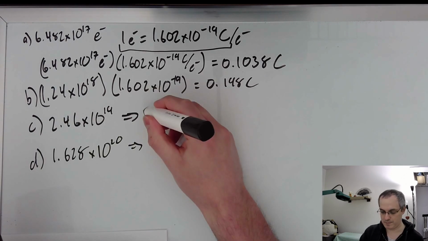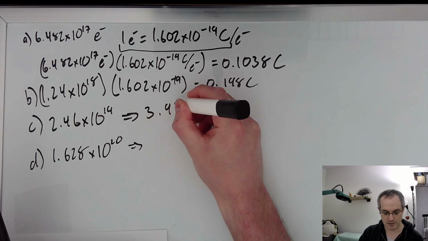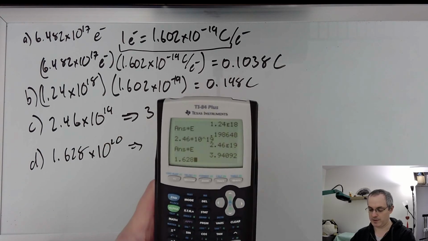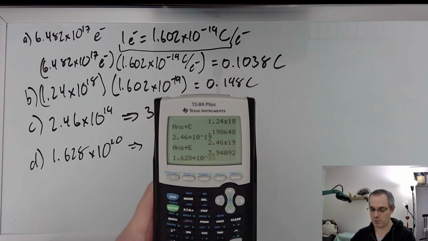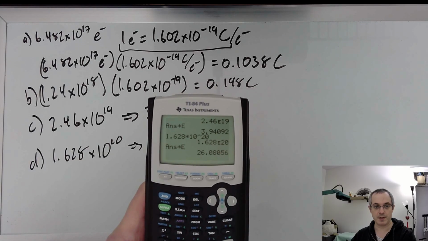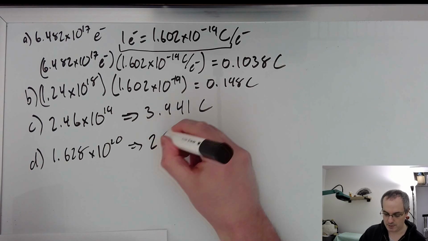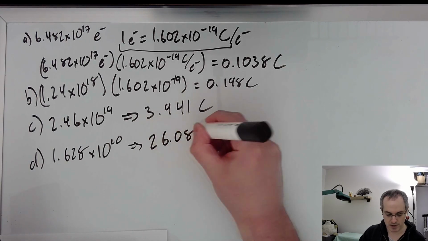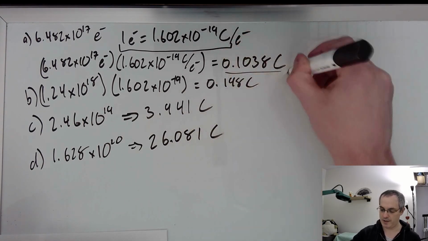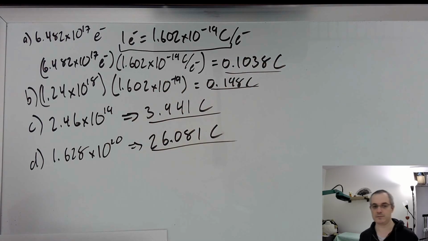That's almost 4, 3.941 coulombs. And D, 1.628 times 10 to the 20 times E, which is 26.081 coulombs. So there you go. That's the amount of charge in that number of electrons.